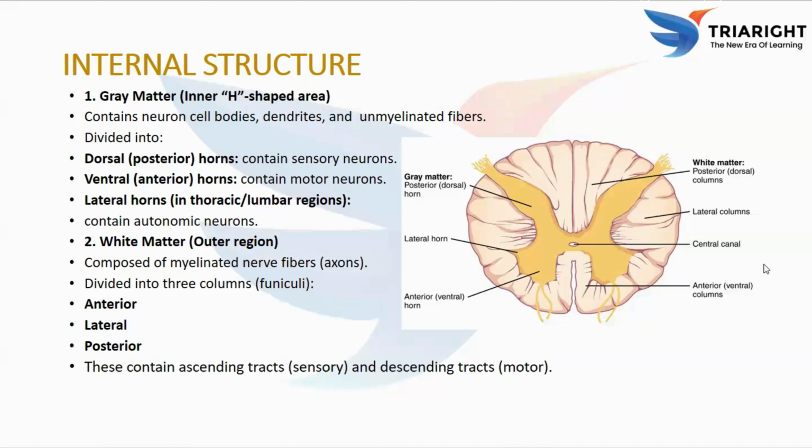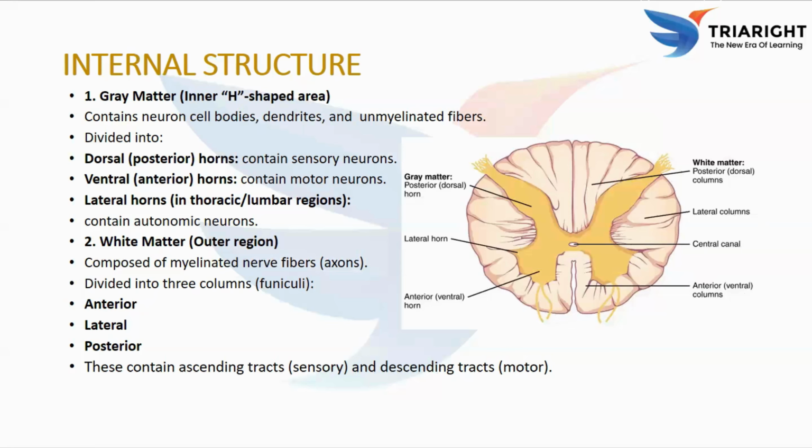And coming to the white matter, it is also divided into posterior dorsal columns, anterior ventral columns and also the lateral column. This white matter surrounds the gray matter. It is made up of myelinated nerve fibers called axons. This helps to carry the signals quickly, right? These fibers form the nerve tracts that send messages up and down the spinal cord.